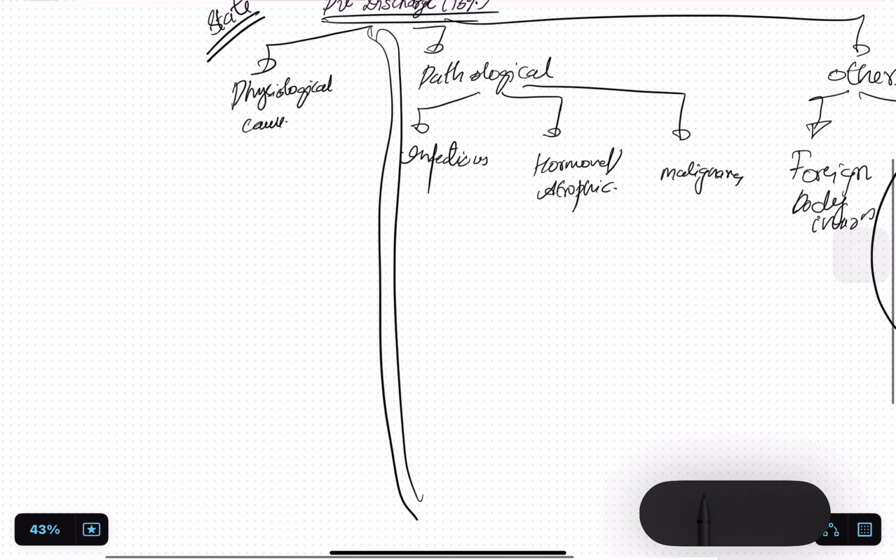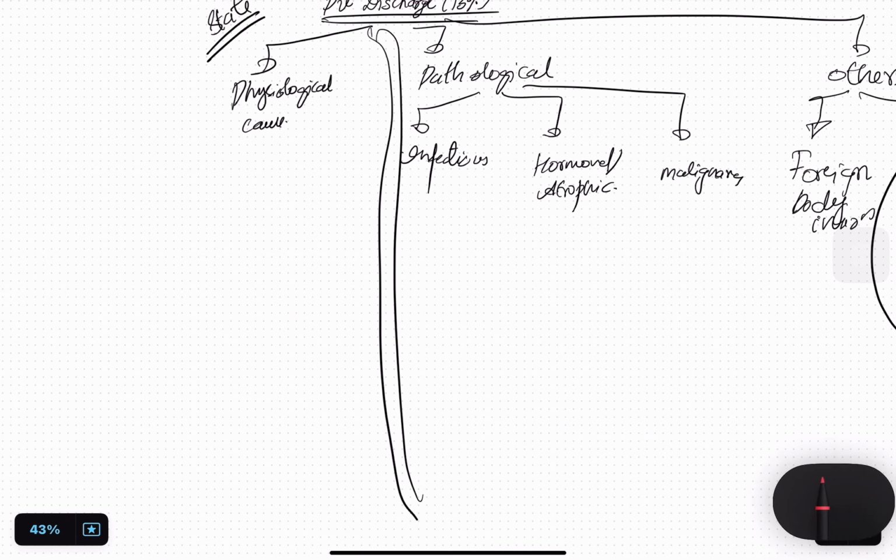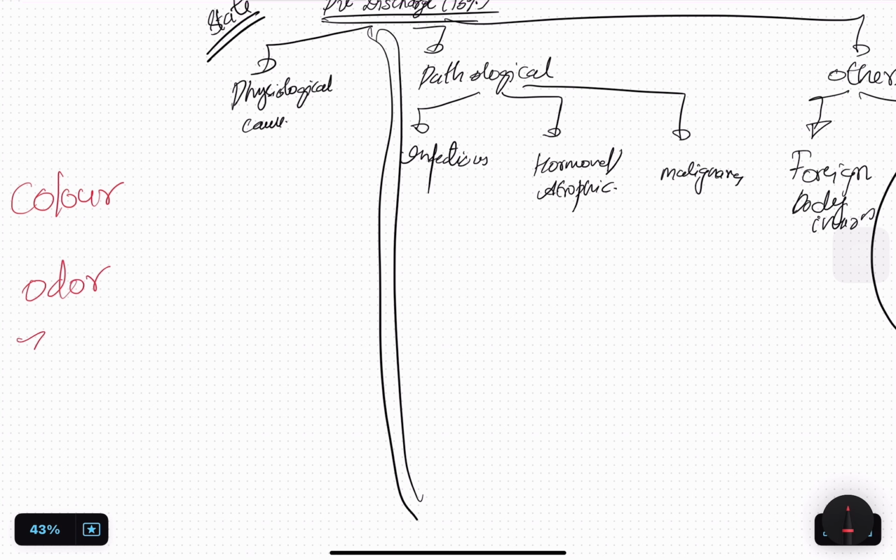Want me to use another color? Okay, fine. Talk about color, odor, texture. If it's bad odor, pathology. If it's a dirty color, white, green, pathology. If texture is not normal, then that's pathology.